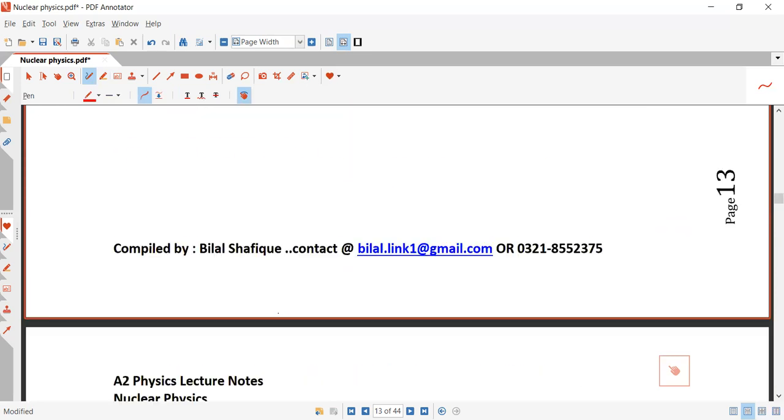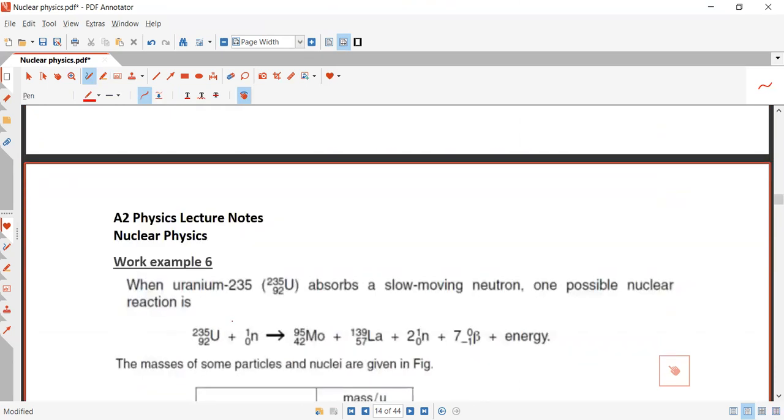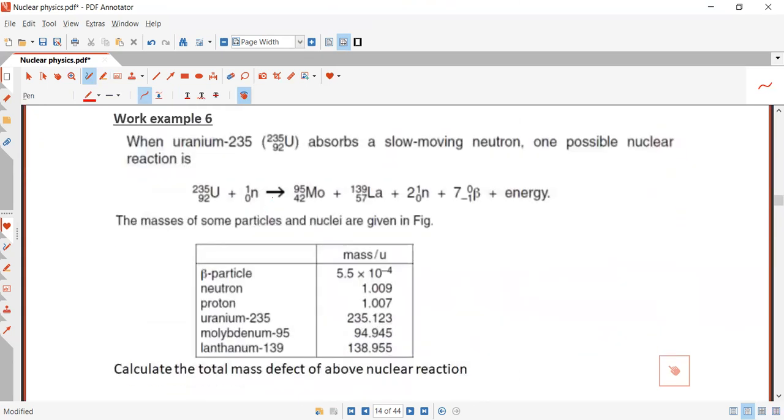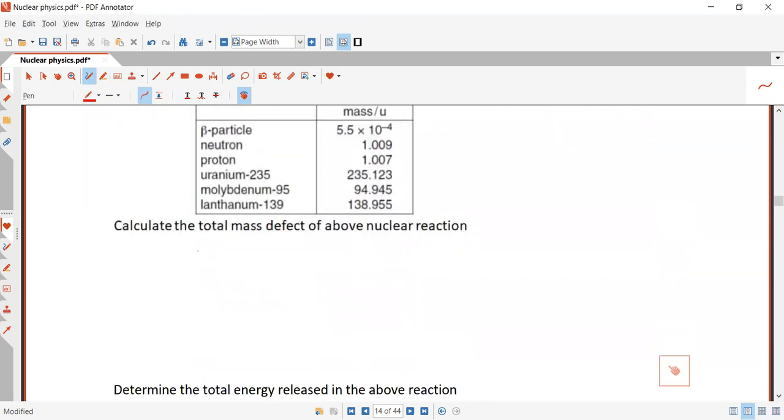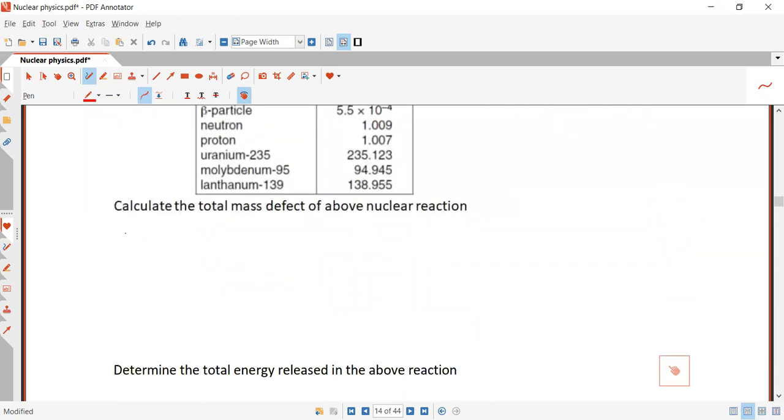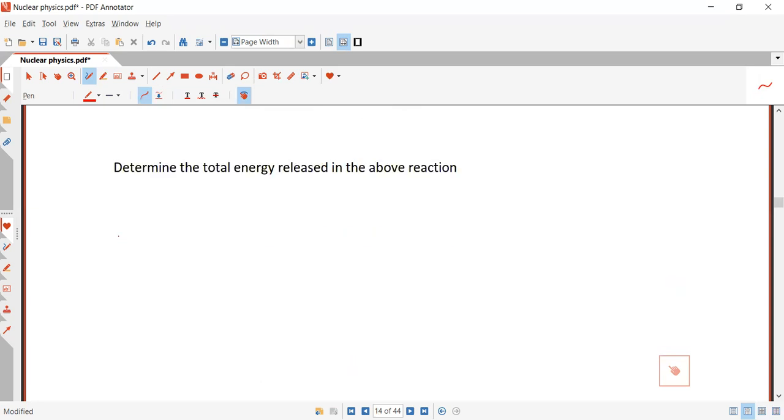Okay. So again, we have this question. We are given the same reaction. We are asked to calculate the total mass effect. Oh, it's a repeating question, right? The same question is being repeated.